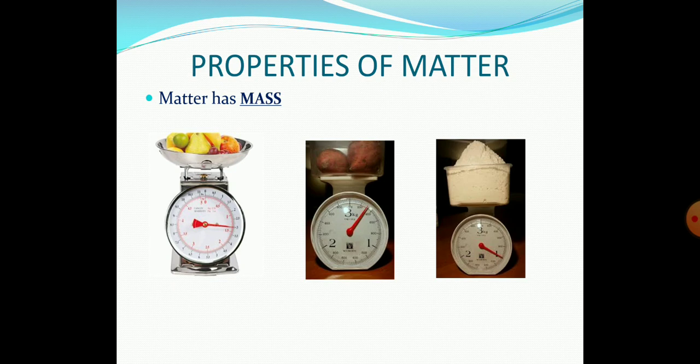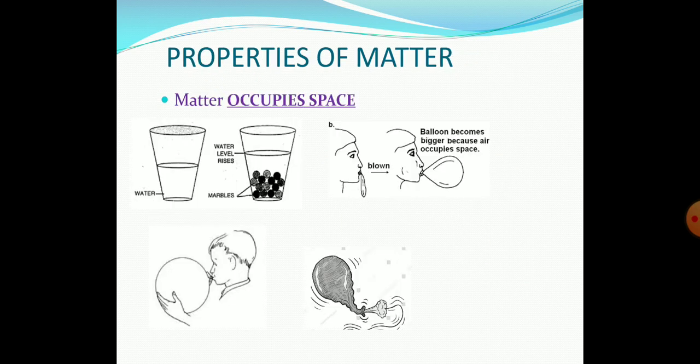Now we are going to the second one. What are the properties of matter? The first point, matter has mass. Yes, anything that has weight or mass only is called matter. So matter should have mass. See, in the examples I have given, we have the fruits or anything which we are placing on the weighing scale. The weighing scale should move, the red needle should move, then only it will show that it has mass. Anything that has mass is called matter. So the first property is that it should have mass.